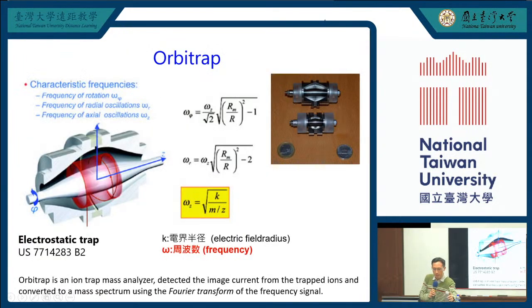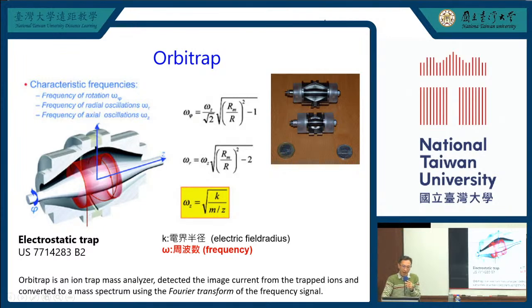And recently, the advanced mass analyzer is called Orbitrap. In fact, Orbitrap is very complicated. I briefly introduce that Orbitrap detects the frequency, the ion moving frequency. It's just like simple harmonic motion, SHM, and it's based on Hooke's law, right? So it detects the frequency based on the M over Z.